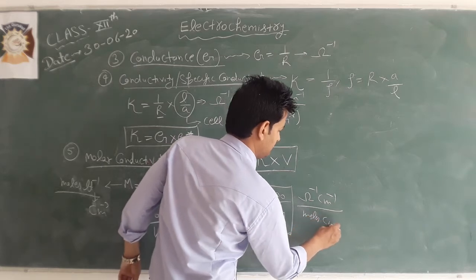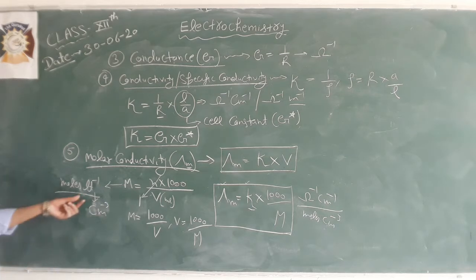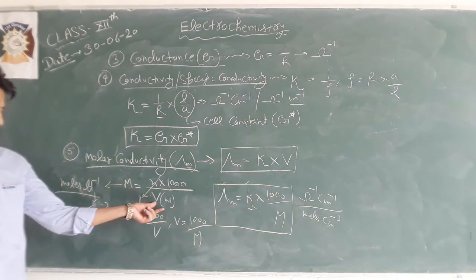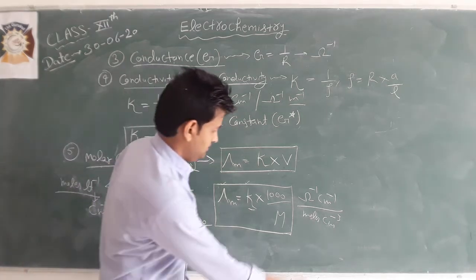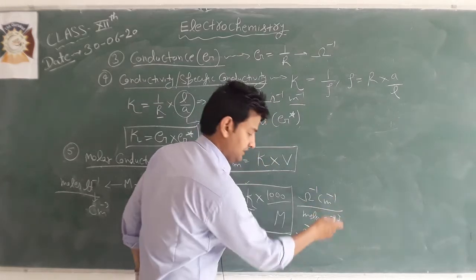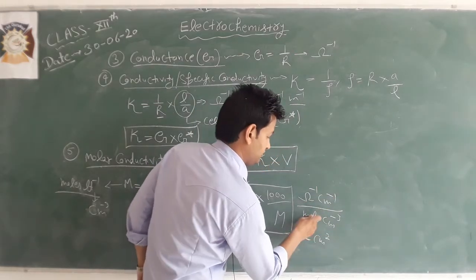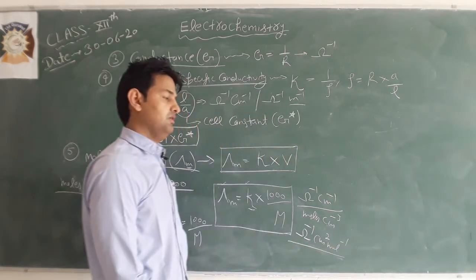Moles per centimeter cube. This is the unit for the volume in ml. It can be written as mole. It is ohm inverse, centimeter will come up, then it will be centimeter square and mole inverse. This is the unit for this.